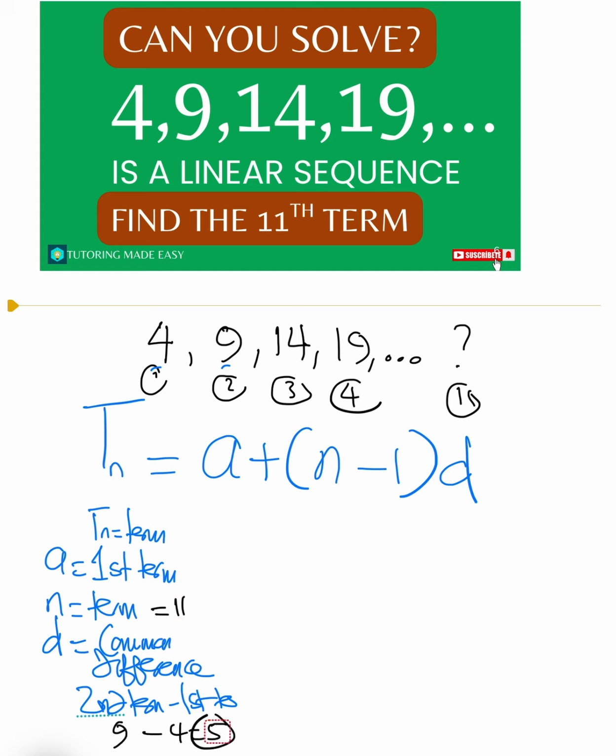And this 5 is going to be the difference within all the numbers. So if you take 14 minus 9, you get 5. 19 minus 14, you get 5. So that's the common difference right there. All right. And then we're going to look for T11 so that we can find the 11th term.